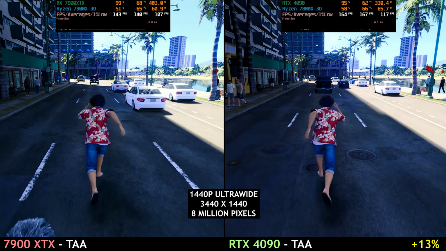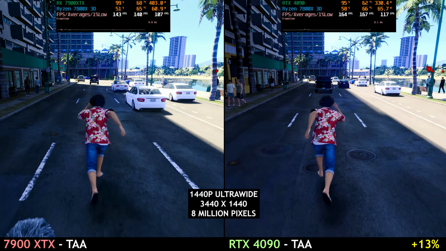On the left, we have native 3440 by 1440 with TAA, where we average 133 FPS. And on the right, we have the 7900 XTX with FSR native AA and FSR 3 frame generation enabled, where we average 187 FPS. That is a gain of 41% in average FPS for the 7900 XTX. That's actually very nice. Now let's take a look at the exact same scenario, but on the RTX 4090.